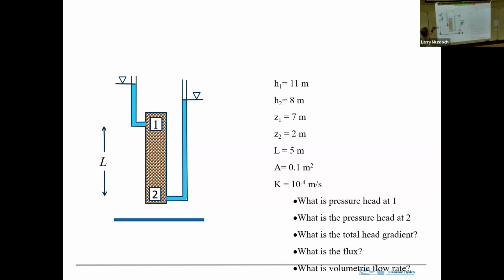All right, so do the subtraction. One of the things though that I wanted to point out is the flow here, as it always will be, is from high head to low head. So, or what about pressure head? Are we going from high pressure to low pressure?